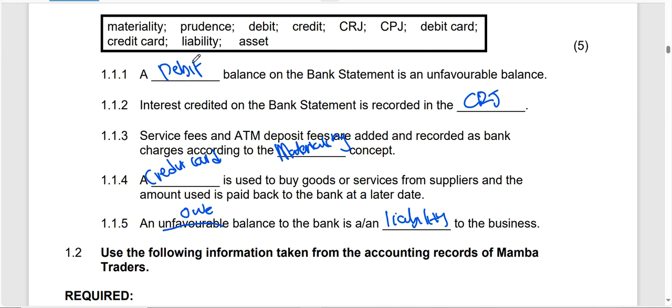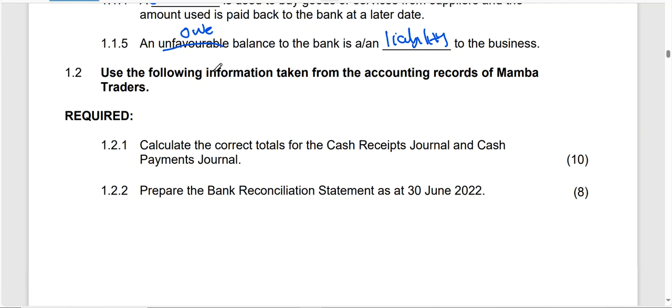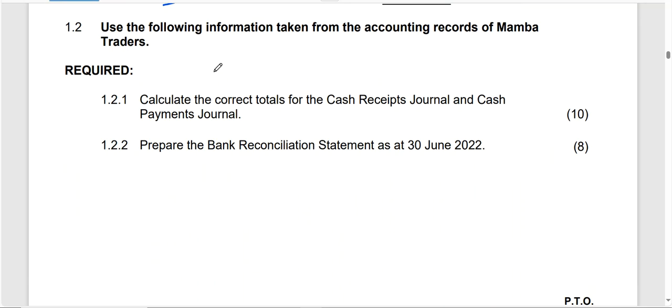So we have already entered the concepts that are given to us here. Next, they're saying use the following information taken from the accounting records of Member Traders. Number one, calculate the correct totals for the cash receipts journal and cash payments journal.